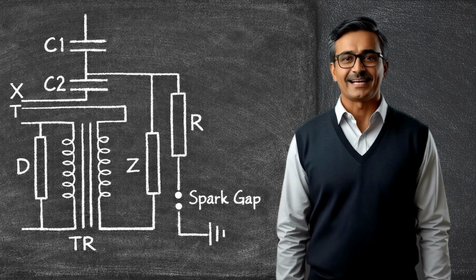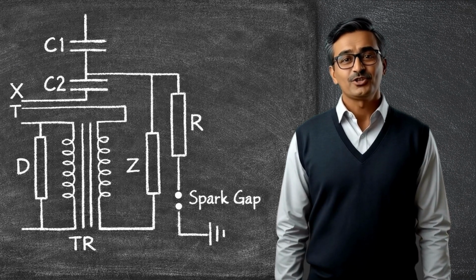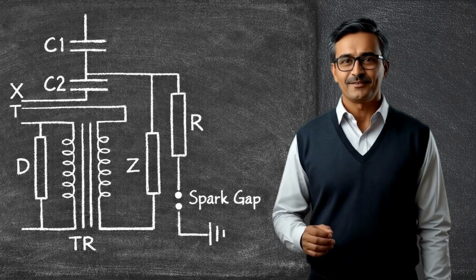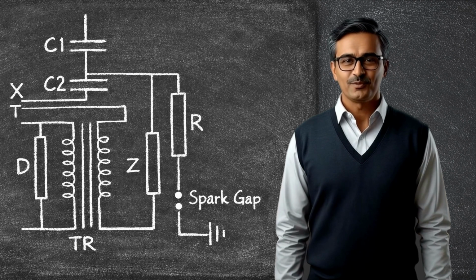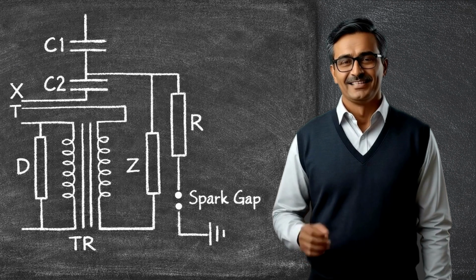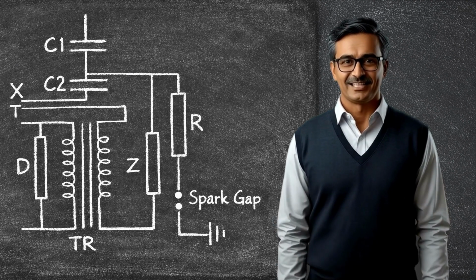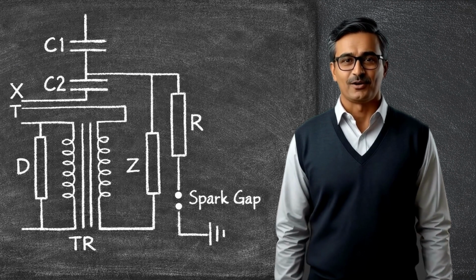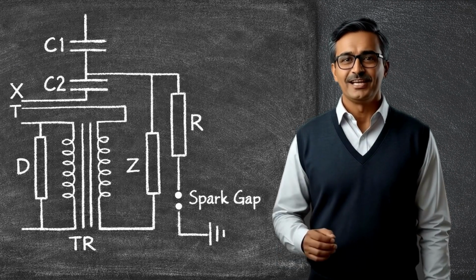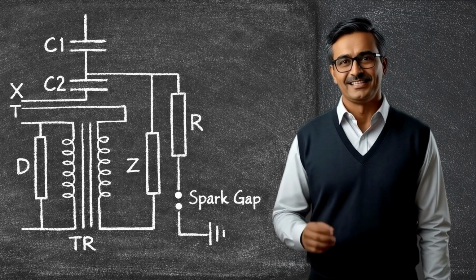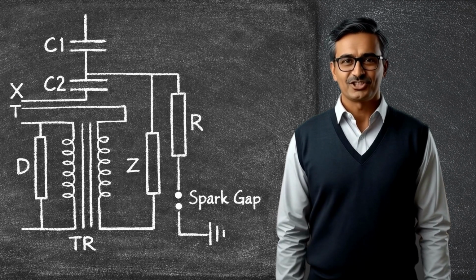Capacitors C1 and C2. Now look at the top portion of the diagram. Here we have two capacitors, C1 and C2. These two form what we call a capacitive voltage divider. Let me explain slowly. C1 is connected towards the high voltage line. C2 is connected towards the lower potential side. Because of the capacitor ratio, the system voltage gets divided. So instead of taking the full transmission voltage, we take only a small fraction of it.